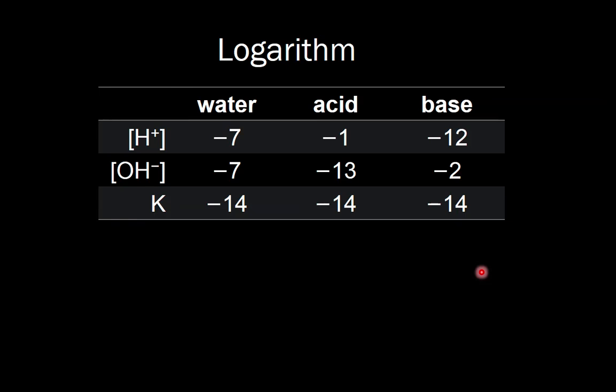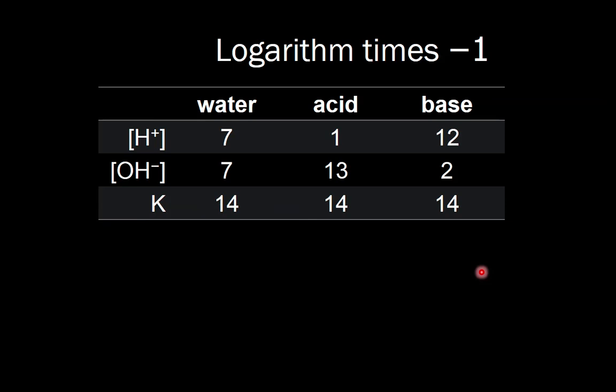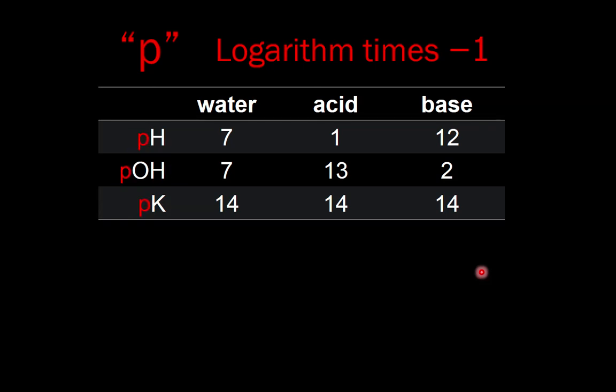Something else we have here now is a negative sign. So the way we can get rid of that is by multiplying it by -1. So if we multiply those by -1, the negative sign goes away. So when you take the logarithm of something and you multiply it by -1, the mathematical symbol we use to represent that is lowercase p. So we put p next to these ions, and what you end up with is pH. That's where pH comes from. It's the negative log of the concentration of H+.